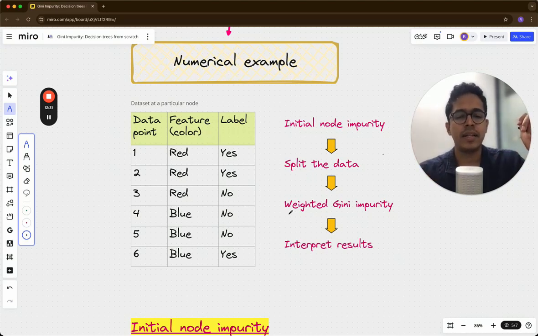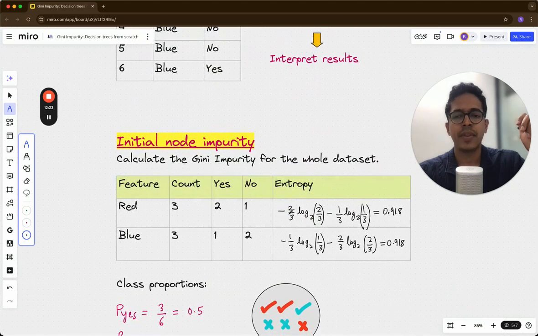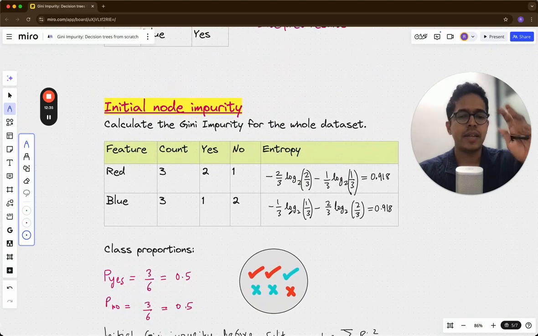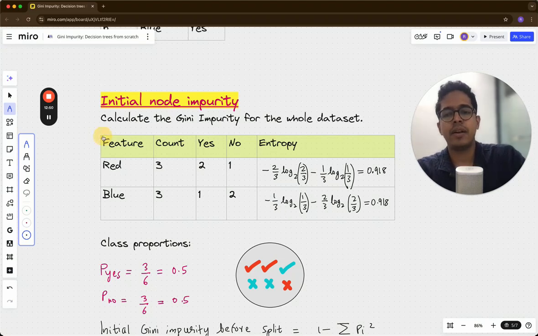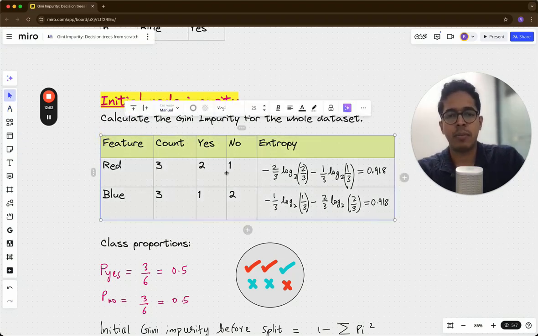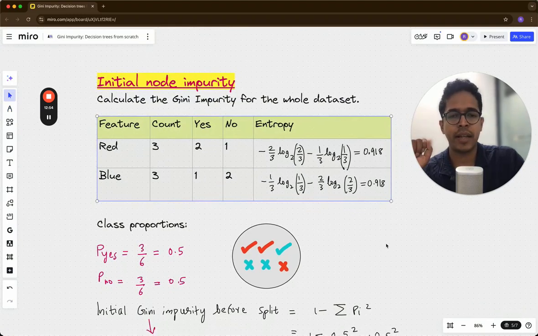So let us calculate the initial node impurity. In the initial node impurity, first I have done a calculation of entropy. But actually you don't have to consider this right now, because I am anyway going to calculate the entropy for the children nodes at a later part of the lecture. So you can forget about this table for a moment. Let's only focus on Gini impurity, right?